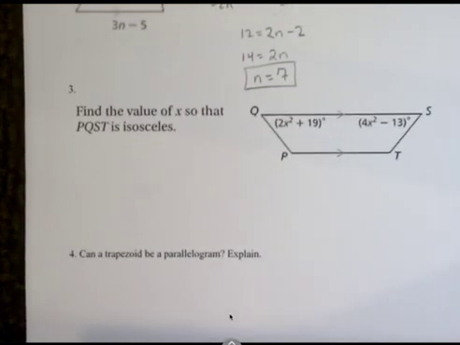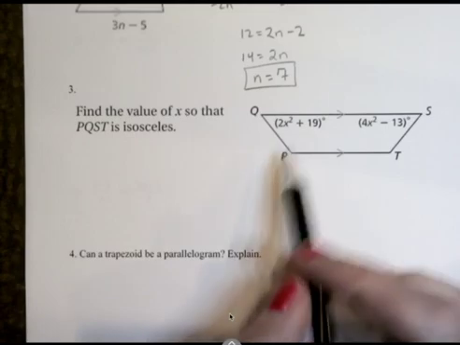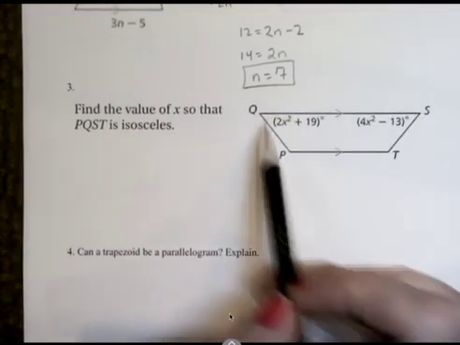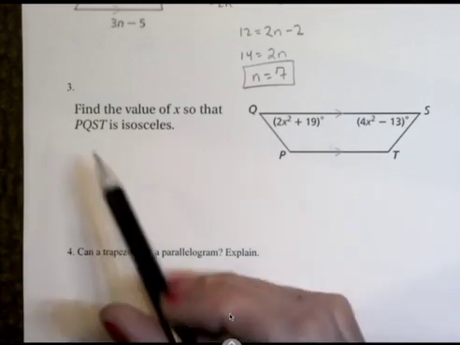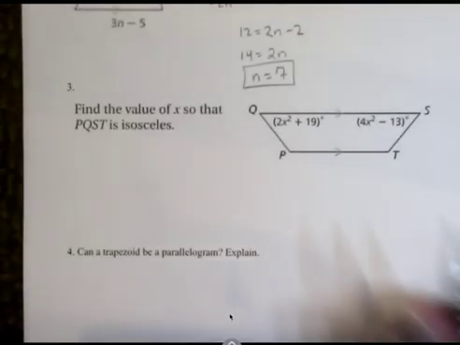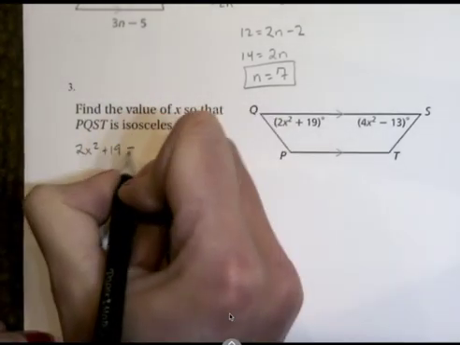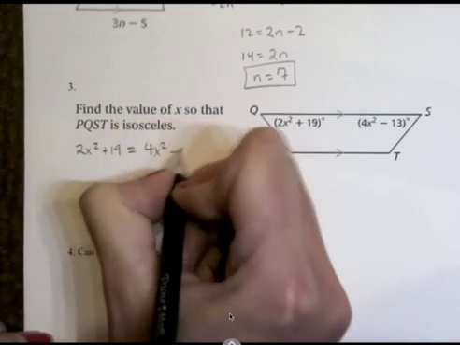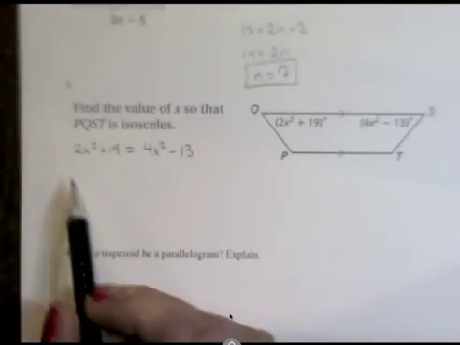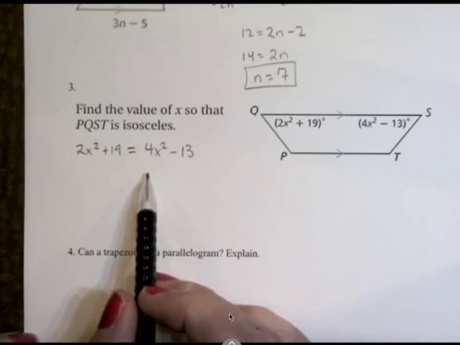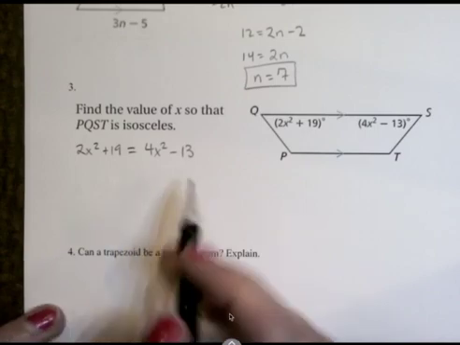Okay. Find the value of x so that PQST is isosceles. So remember, if this trapezoid is isosceles, Q must be congruent to S and P must be congruent to T. So I'm going to set those equal, and that value of x is what would make PQST isosceles. Okay, so I'm going to set 2x squared plus 19 equal to 4x squared minus 13. Okay, so I can see it's got the makings of a quadratic, so I am going to go ahead and set it equal to 0 here.